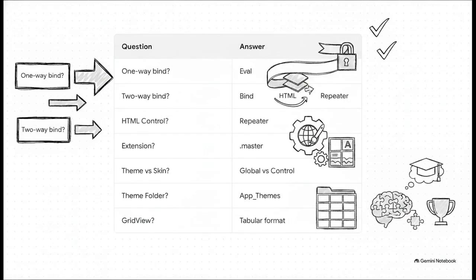And here is the second half of your rapid-fire revision. Remember, eval is one-way binding, while bind is two-way. The repeater gives you total HTML control. The master file extension is .master. Themes are global appearance packages sitting in the App_Themes folder, while skins specifically target those ASP.NET controls. Master these definitions, and you're going to absolutely crush this exam.